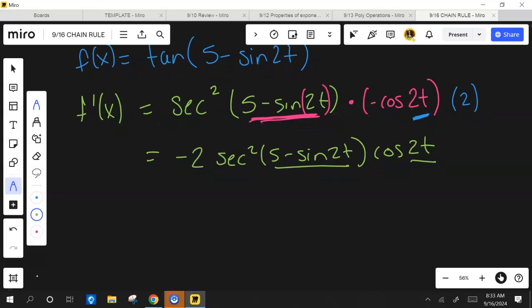It wasn't subtraction, it was just negative, and since this is multiplication, the derivative of the 2t right here.